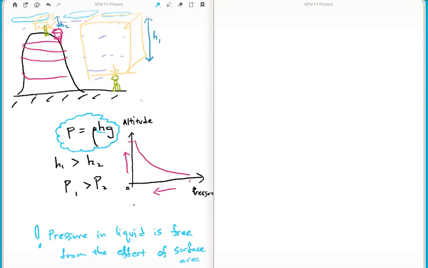Alright? You need to read your textbook reference on the characteristic of pressure in liquid. Okay? What you need to consider is always the depth. The greater amount of mass above it pressing on it, therefore the pressure is higher.